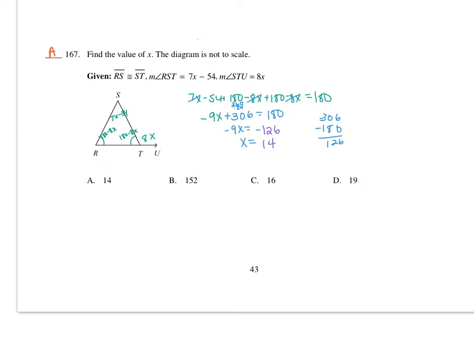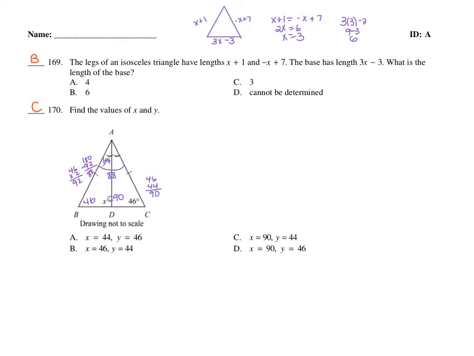167, so RS equals ST, which makes this an isosceles triangle. And then RST is 7x minus 54. So I would duplicate the congruent angles, 180 minus 8x, because I had to subtract the 8x from that linear pair. Plus 180 minus 8x plus 7x minus 54 should equal 180, and x is 14. This time they actually asked for x, which is 14.